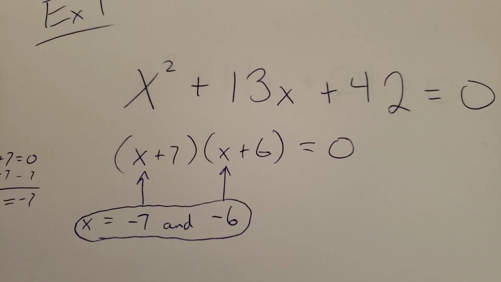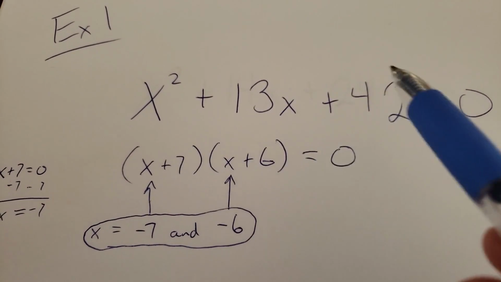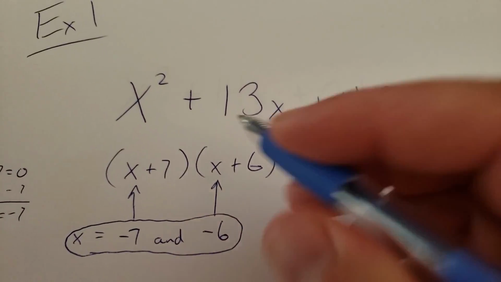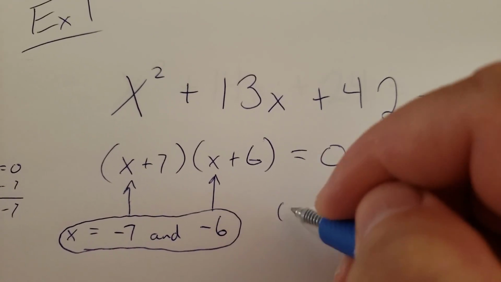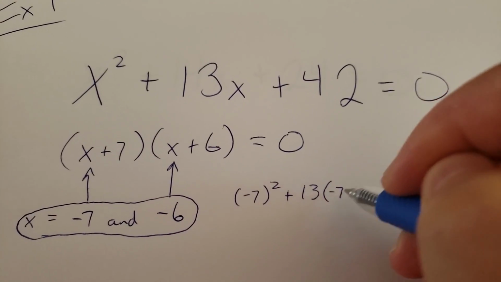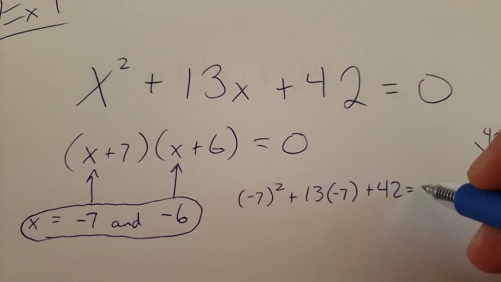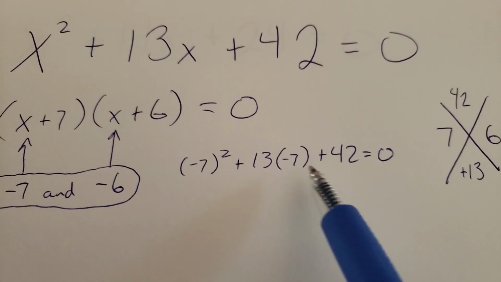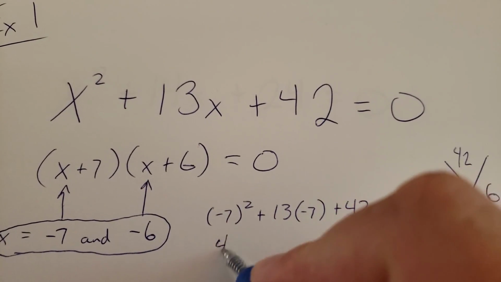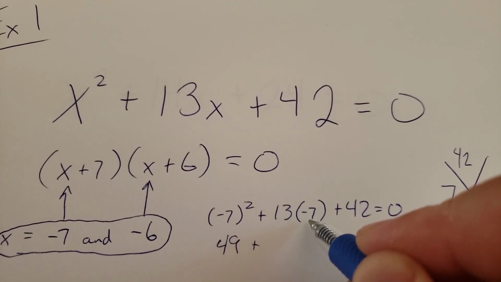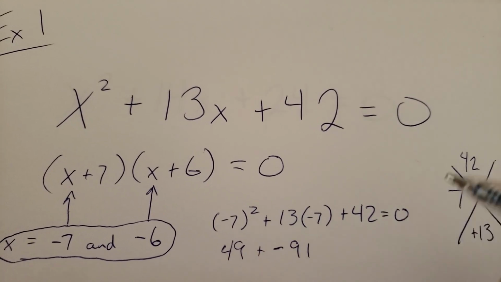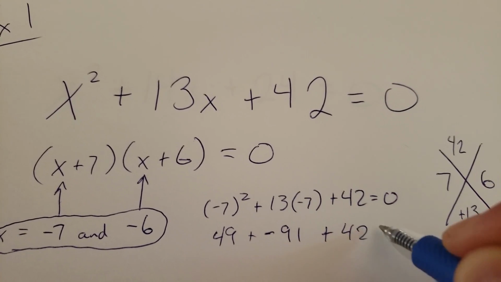Now, if we wanted to check to see if we're right, we could take these numbers and plug them into the original equation. So just to prove it this one time, if I plug in negative 7 into this equation, it would be negative 7 squared plus 13 times negative 7 plus 42 equals 0. So if I do all this work and it equals 0, then I know negative 7 is a correct answer. Well, negative 7 squared is positive 49. 13 times negative 7 is negative 70 and 21, so that's negative 91. Plus 42 equals 0.